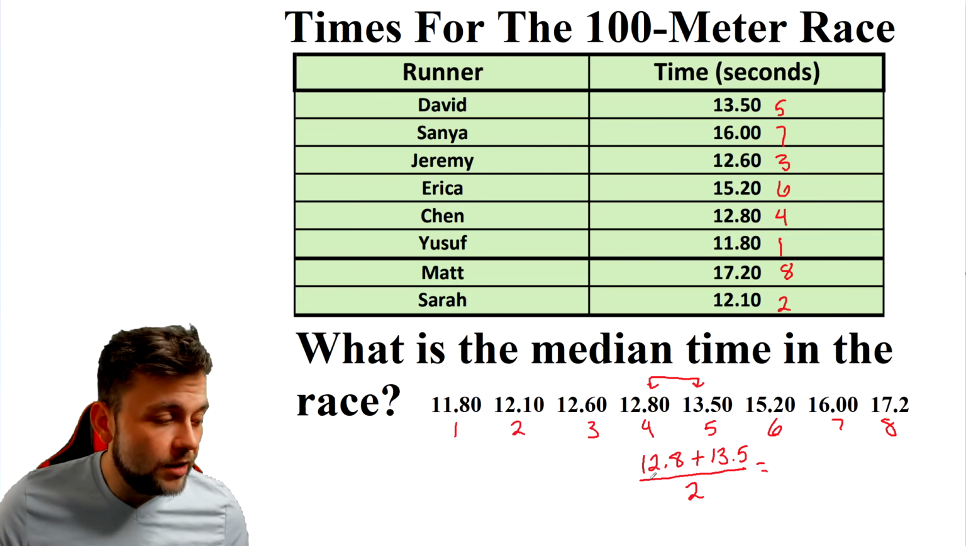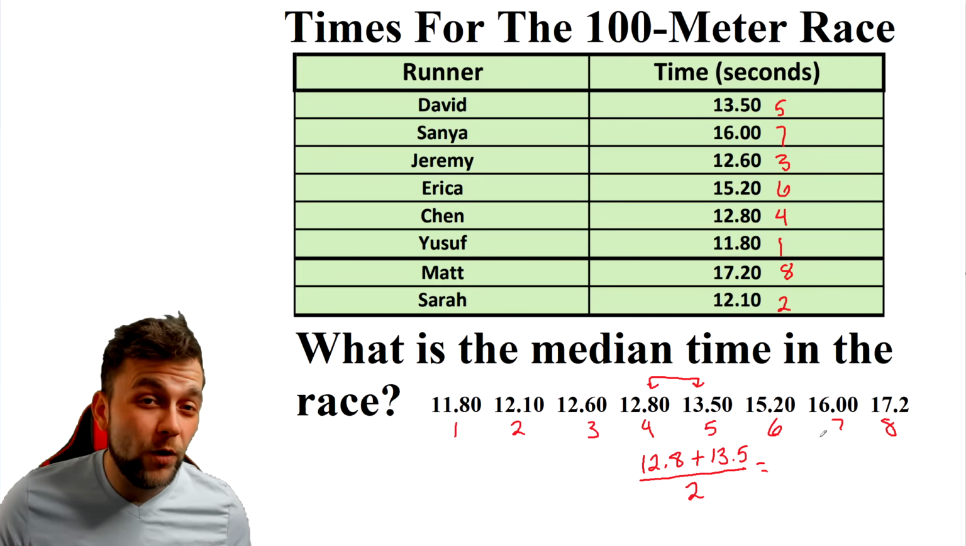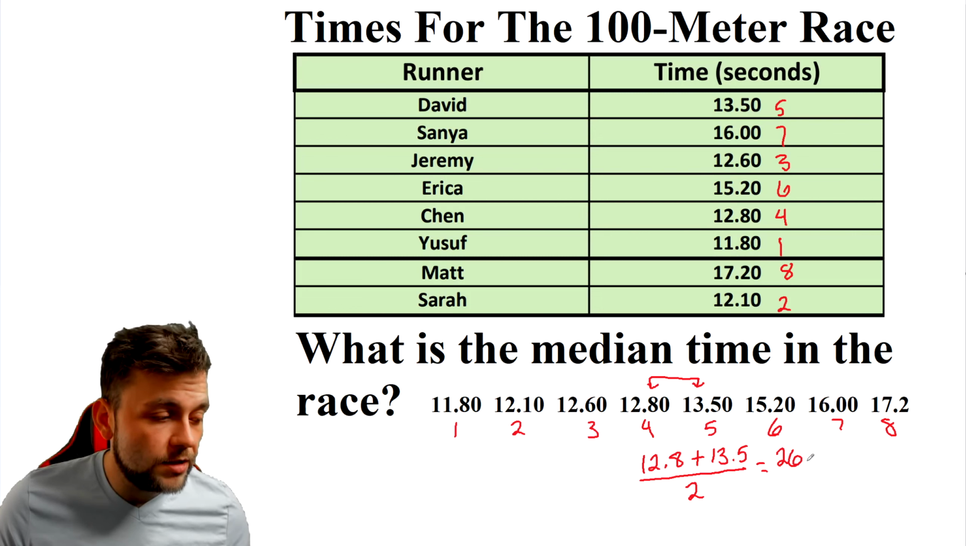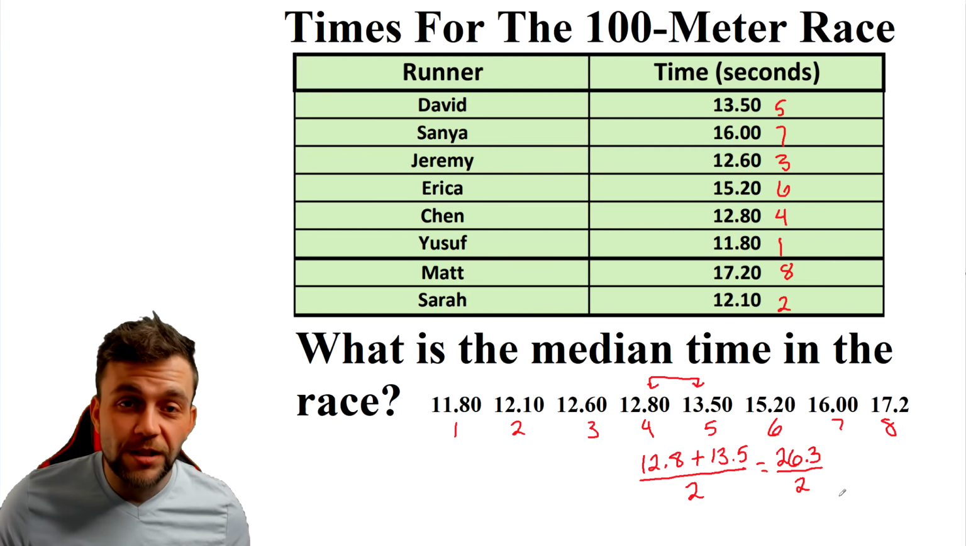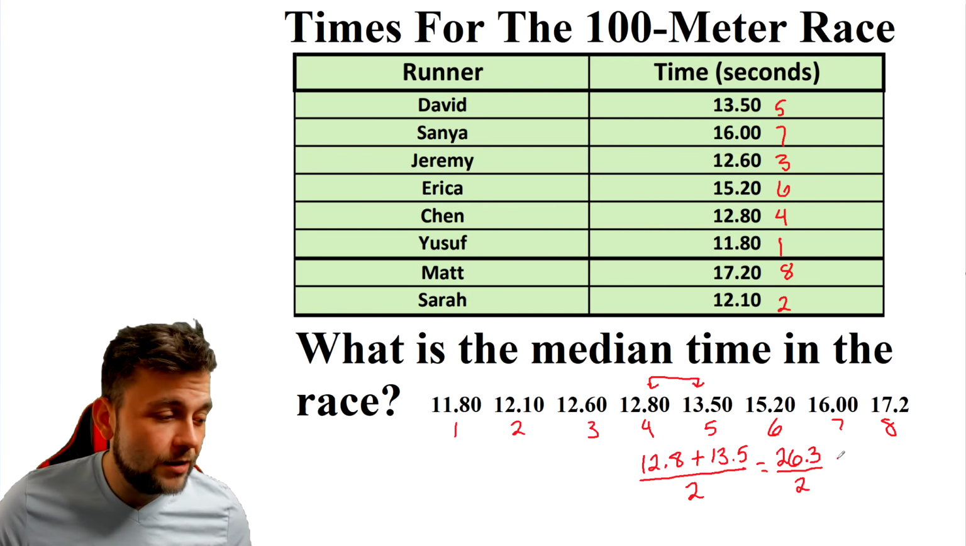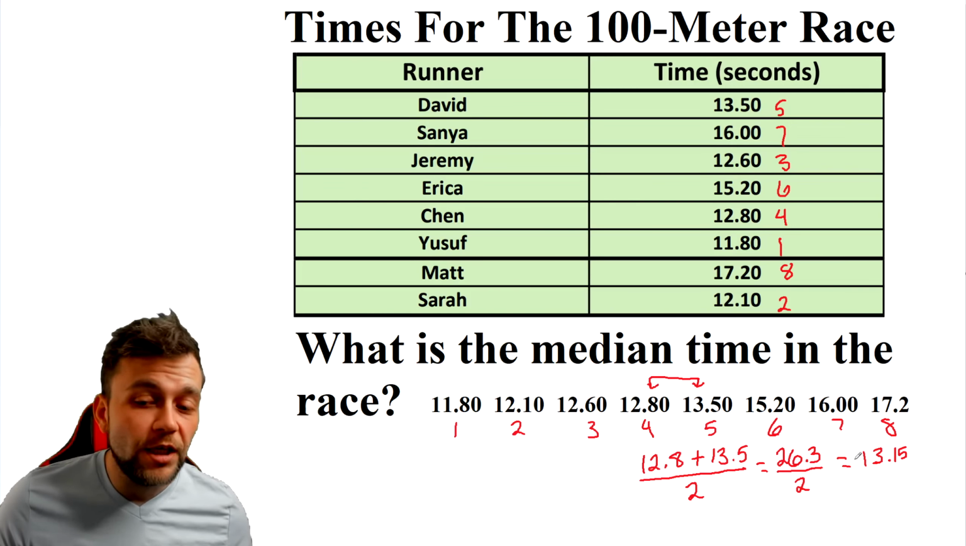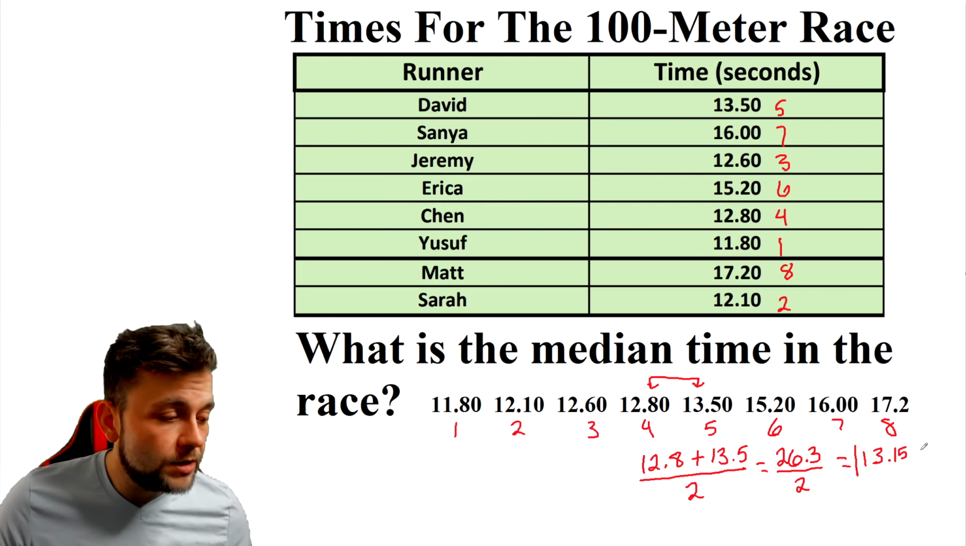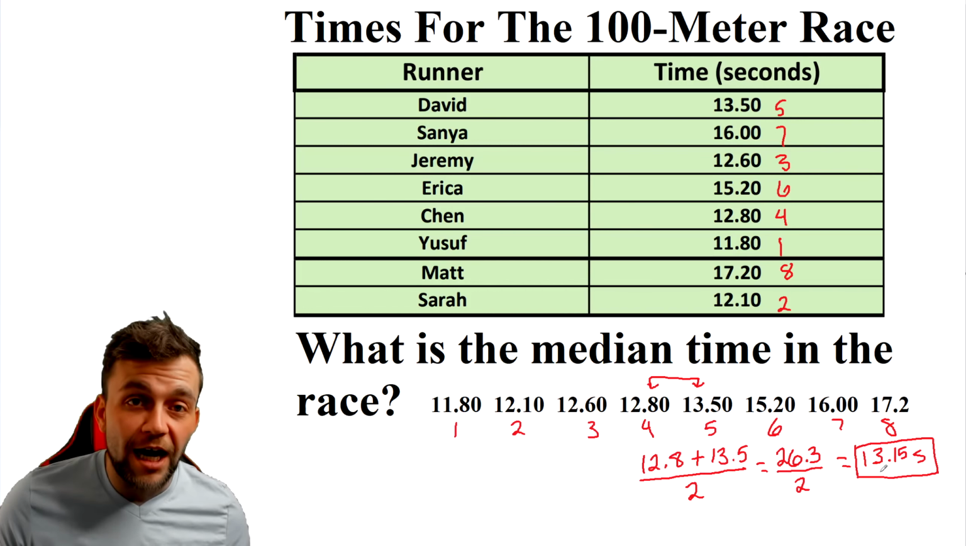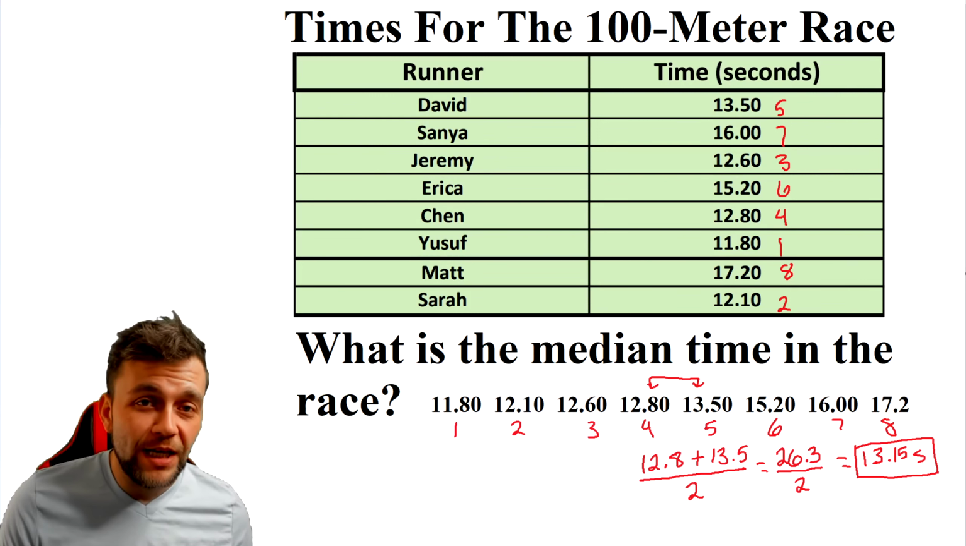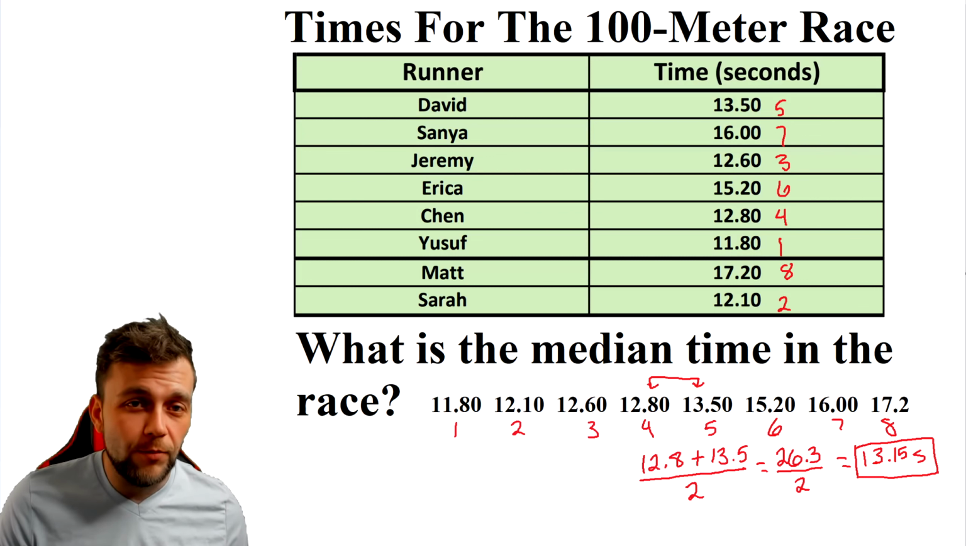And what we end up getting is, so what's 12.8 plus 13.5? That is 26.3. 26.3 divided by 2. Okay, so 26.3 divided by 2, what is that? That is 13.15. And 13.15 seconds, don't forget your units, 13.15 seconds, that is the median time for this race. So now that we have the median time, I'm going to move on to another example just to get you guys the most out of this video.